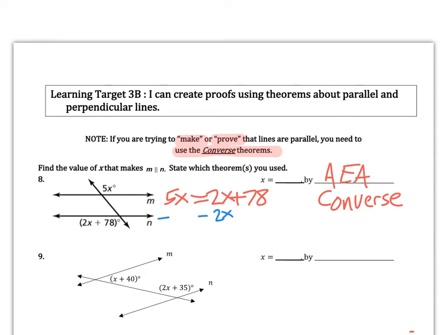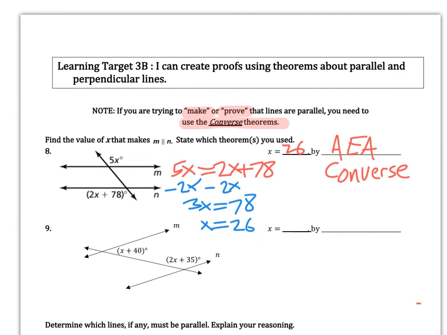So little twist again. And so we can solve this. This is now all algebra. 3x equals 78. Divide both sides, we get x is 26. All right. So if x was 26, then those angles would be congruent. Then the lines would be parallel. That's the alternate exterior angle converse.